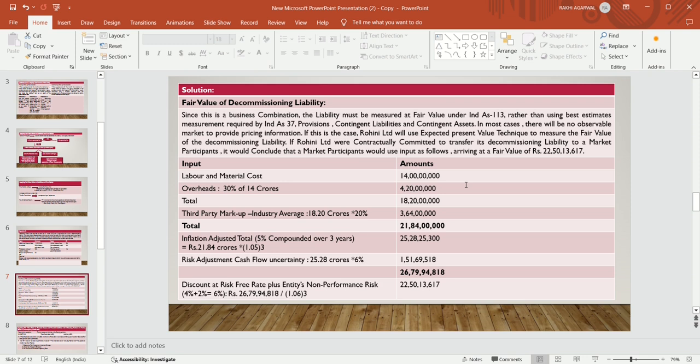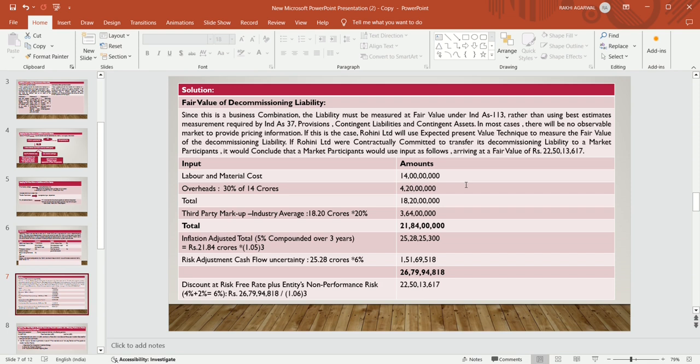If Rohini Limited were contractually committed to transfer its decommissioning liability to a market participant, it would conclude that a market participant would use inputs as follows, arriving at a fair value of 22 crores 50 lakh 13,617. So this is the fair value. Now, how is it to be computed?